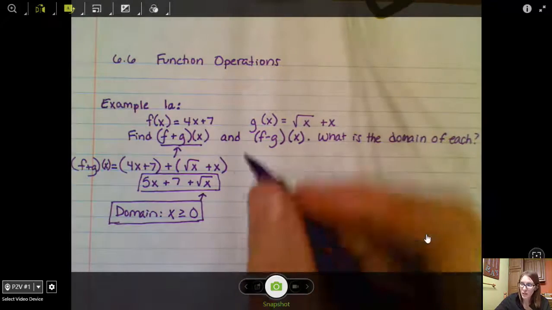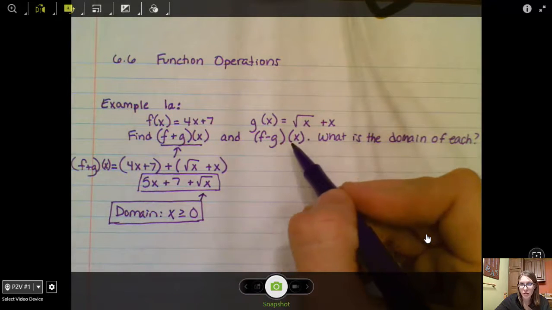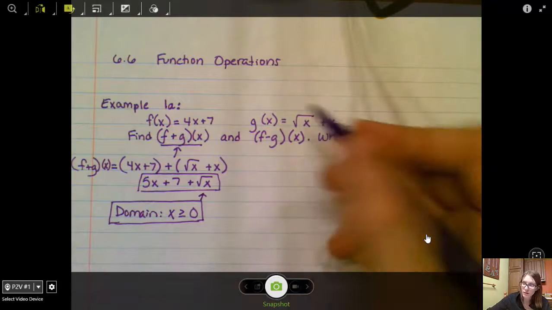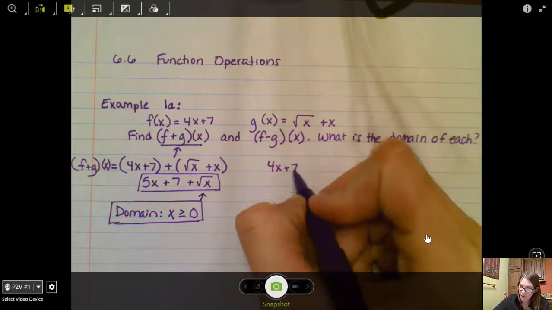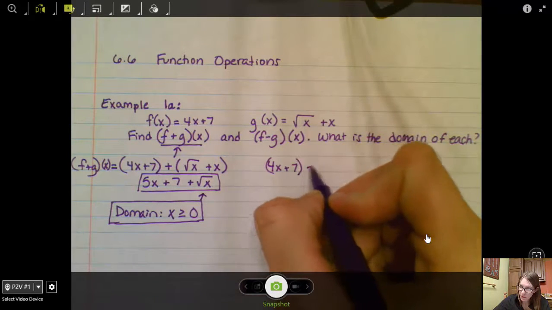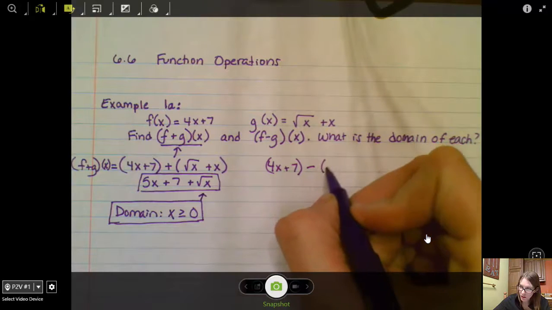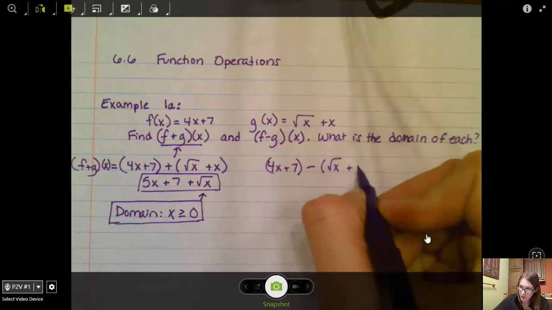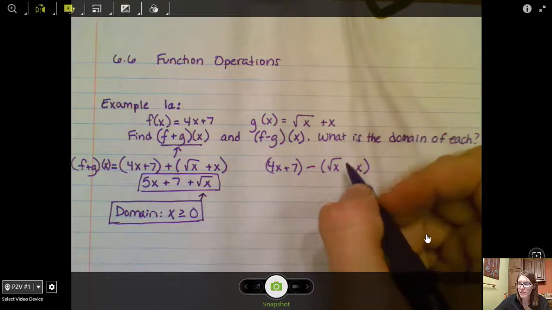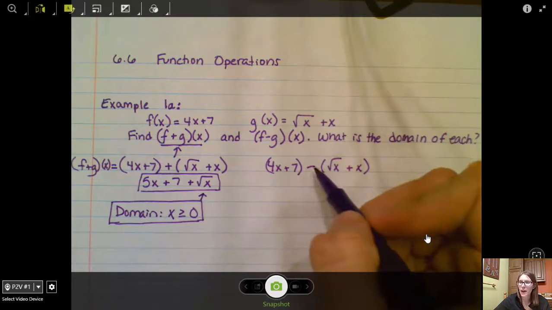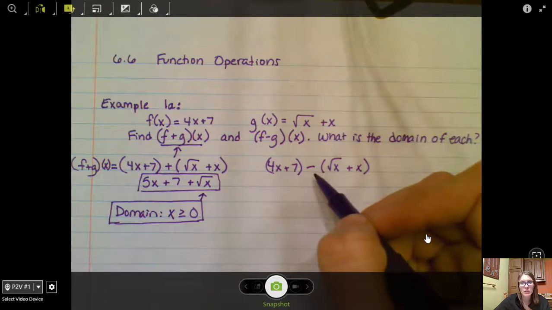Okay, let's think through a similar process with f minus g of x. Take function f, it's 4x plus 7, minus function g. And here's the real reason I like to use parentheses, especially when we're subtracting our functions, because that helps me remember it. I'm not just subtracting the square root of x, we're subtracting x also.